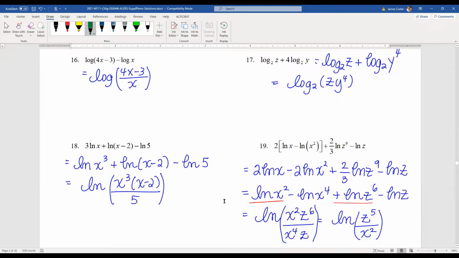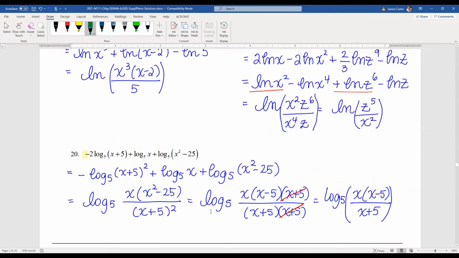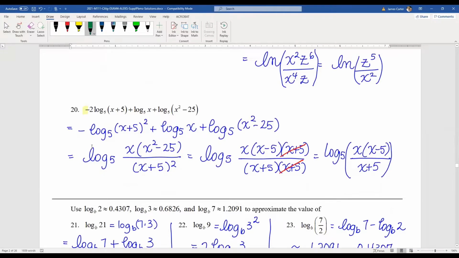And you can see number 19. Again, we're not going to have any as difficult quite as these right here. This minus right here is going to force us to put that all in the denominator.